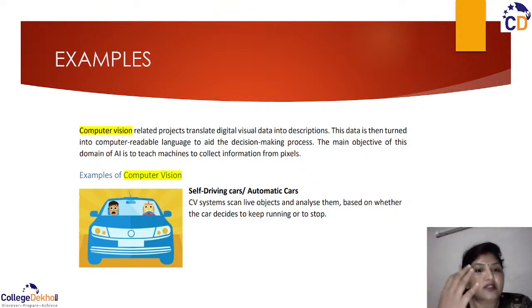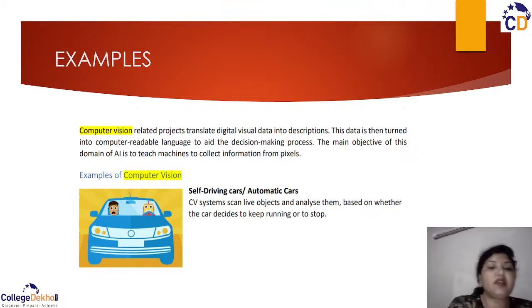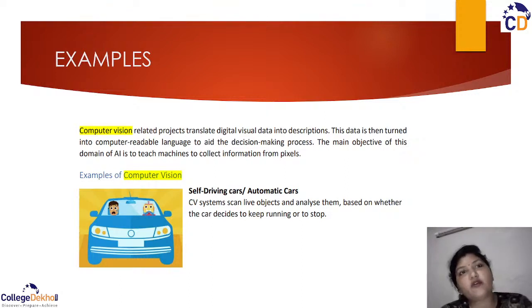The main objective of this domain is to teach machines to collect information from pixels. Behind the scenes we have only pixel information. We don't have a blue color or such a thing. We have coded pixels, which already contain the color information and edge information.